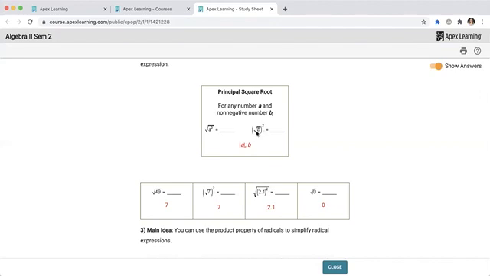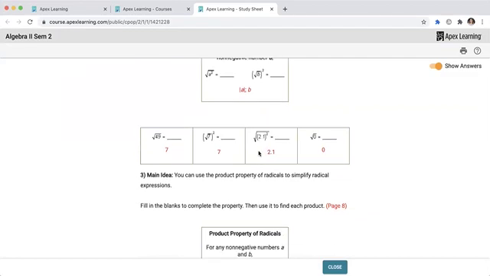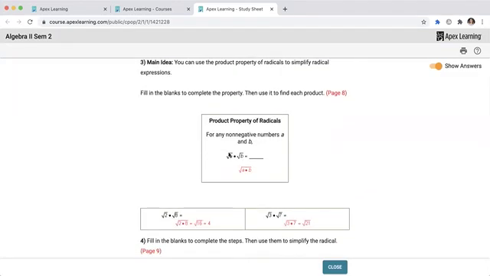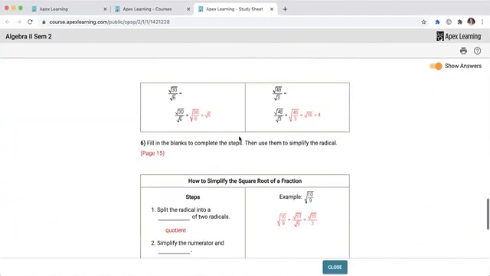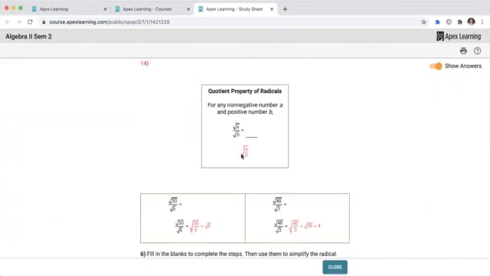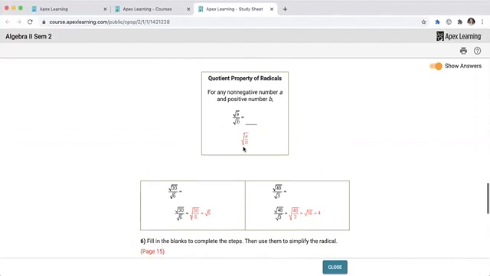Again, remembering that if I have the square root of something and it's squared, or if I take a squared value and take the square root of it, those operations will cancel each other out, so I'm just left with the radicand. Then we have the product property of radicals, where I can combine them under the radical, and the same thing for the quotient property.